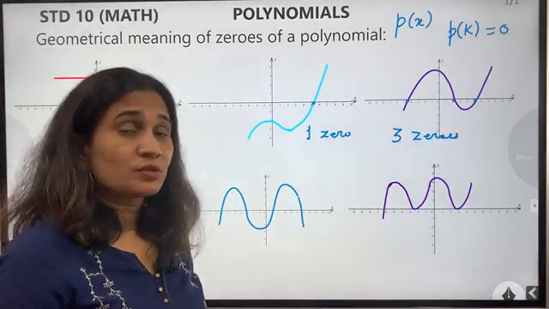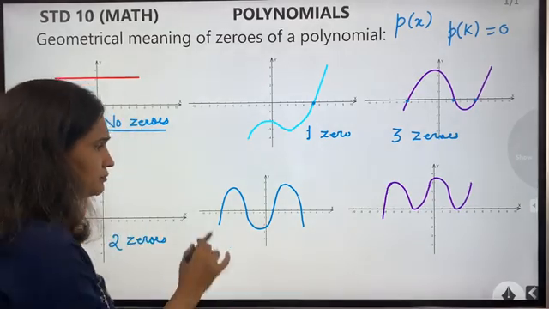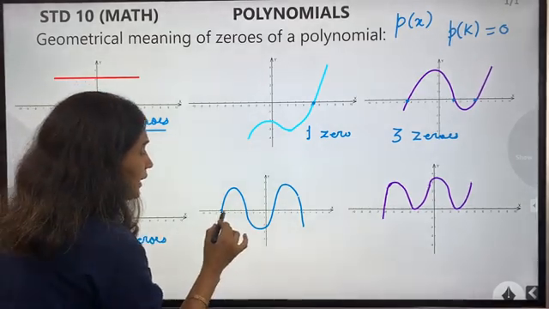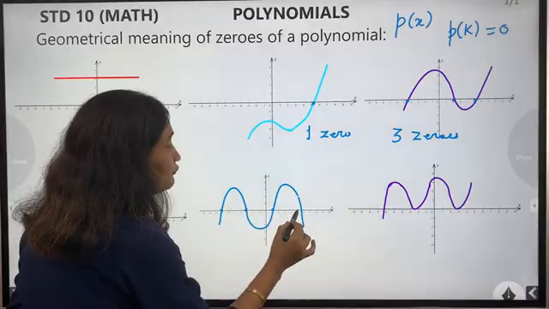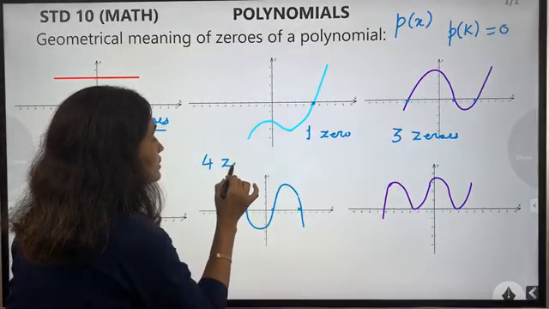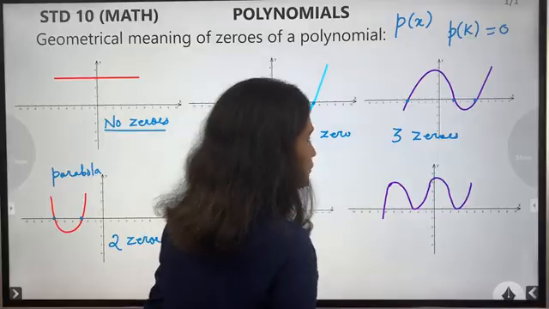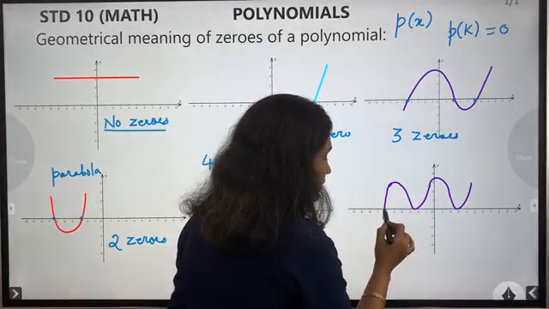So it has 2 zeros and hence it's a quadratic polynomial. Coming to this, so it has 1, 2, 3, 4 places. So it is having 4 zeros in this case. And here if you check, you are again going to see, children, here is one place.